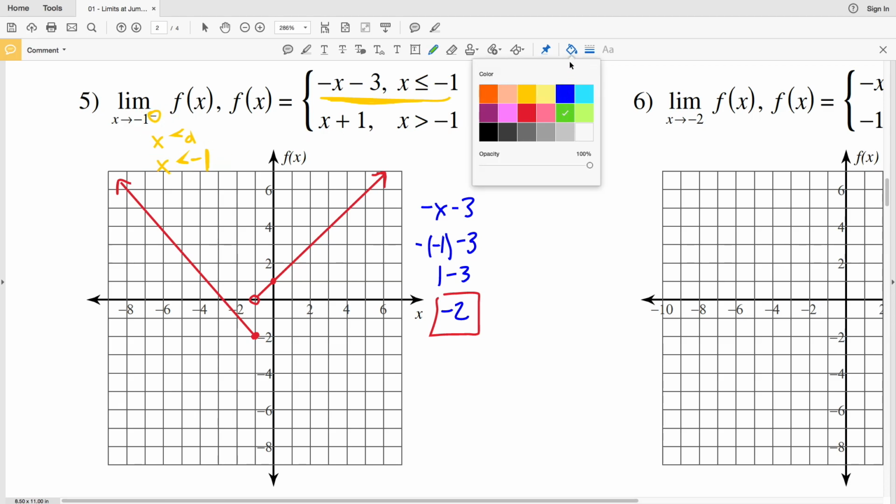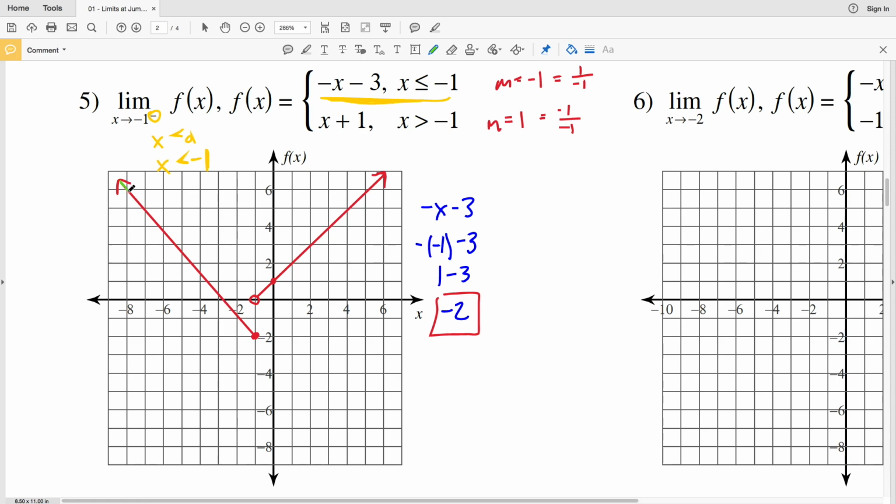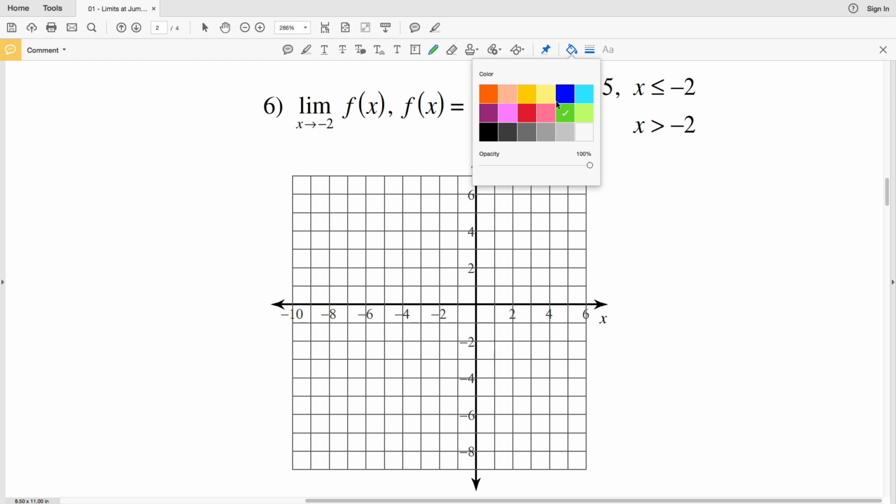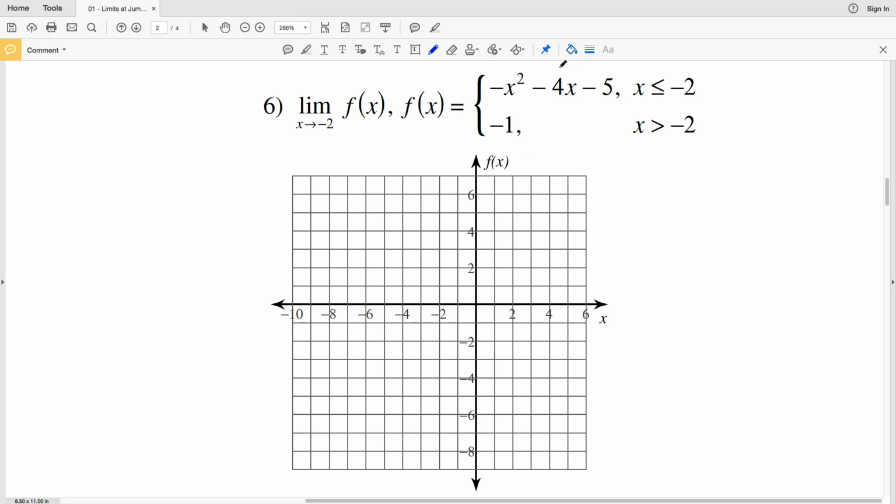And if you want to see that graphically, we can come from the left and notice that we're on that first part of the function coming from the left, and we're heading towards that f of x value of -2. Let's continue on to number 6. And for practice, let's try and calculate 6 without graphing.